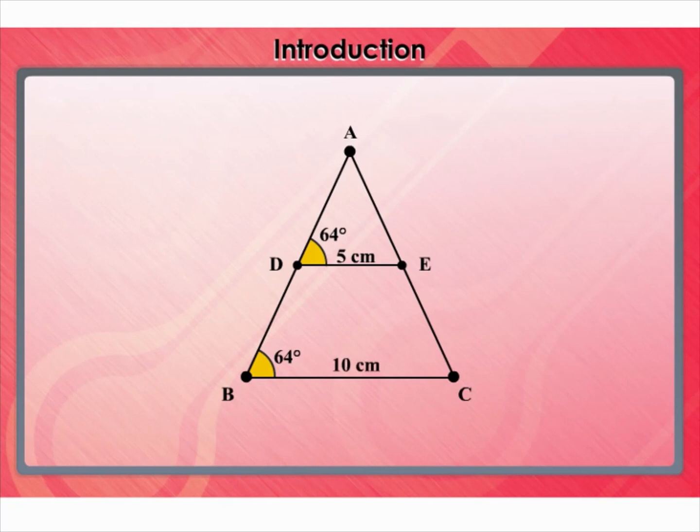Now measure the length of the line segments DE and BC. What do you observe? Yes, D and E being midpoints, the distance between them is half the distance between B and C. So DE is parallel to BC and DE is half of BC. This result is known as the midpoint theorem.